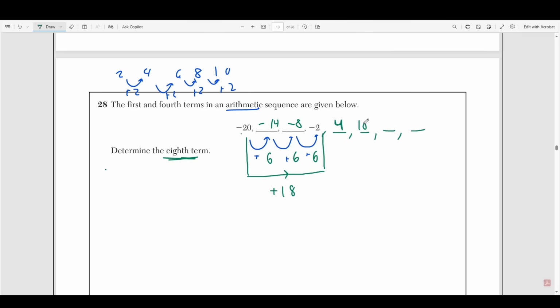4 plus 6 is 10. 10 plus 6 is 16. And 16 plus 6 is 22. So the 8th term is going to be 22. That's all we needed to do here.